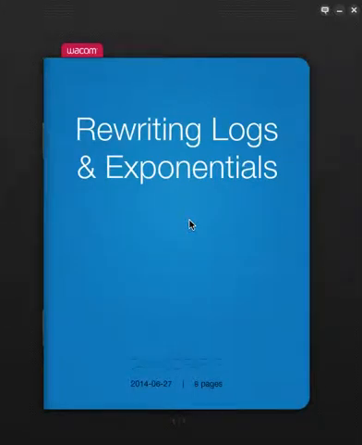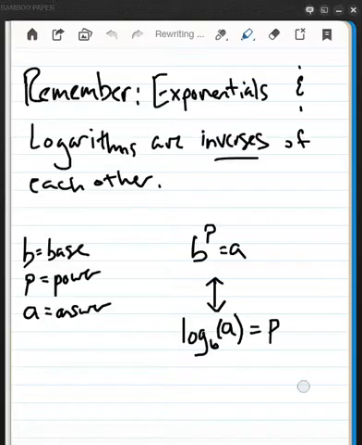Hello, and today we are going to learn how to rewrite logs and exponentials as each other. This is going to help us when we're trying to solve later. So first of all, we want to recall that exponentials and logarithms are inverses of each other. You can see that we have it in very simple form here.